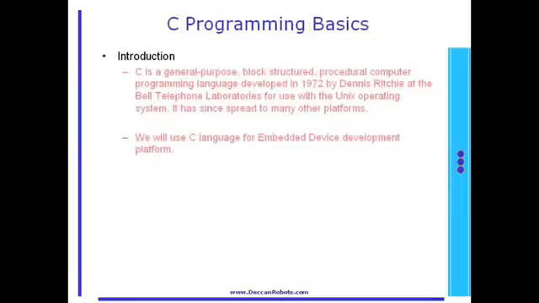C is a general-purpose, block-structured, procedural, imperative computer programming language developed in 1972 by Dennis Ritchie at the Bell Telephone Laboratories for use with the Unix operating system. It has since spread to many other platforms. We will use C language for the embedded device development platform.